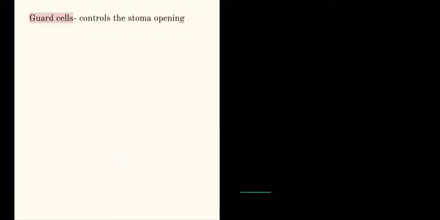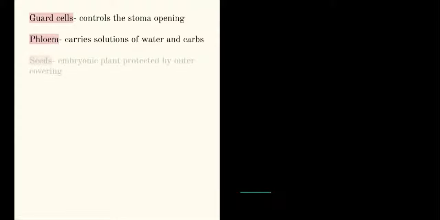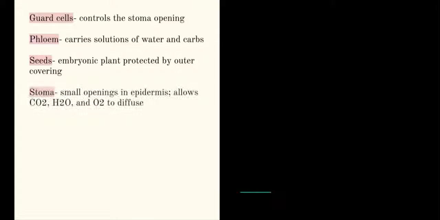The next one is guard cells. They control the stoma opening. The next one is phloem, which carries solutions of water and carbs. Then seeds. They are embryonic plants protected by an outer covering. Stoma is a small opening in the epidermis which allows carbon dioxide, oxygen, and water to diffuse. Xylem carries water into leaves.